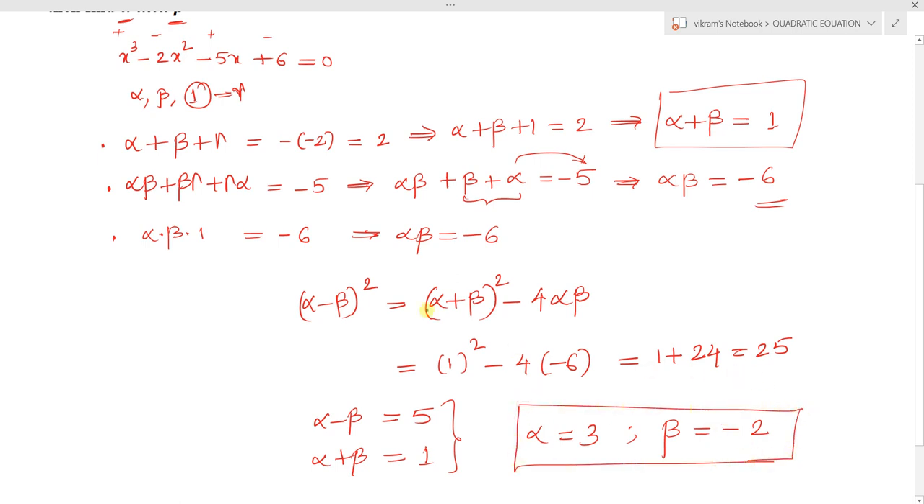The concept is: for ax cube plus bx square plus cx plus d equals 0, alpha plus beta plus gamma equals minus b by a, alpha beta plus beta gamma plus gamma alpha equals c by a, and alpha beta gamma equals minus d by a.